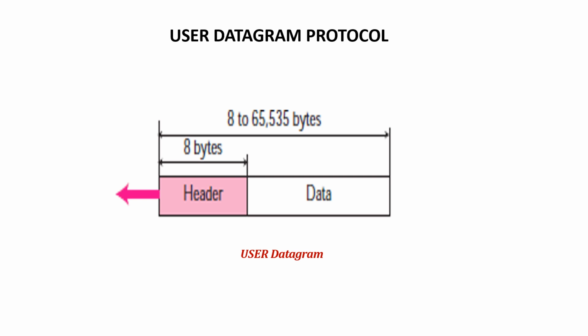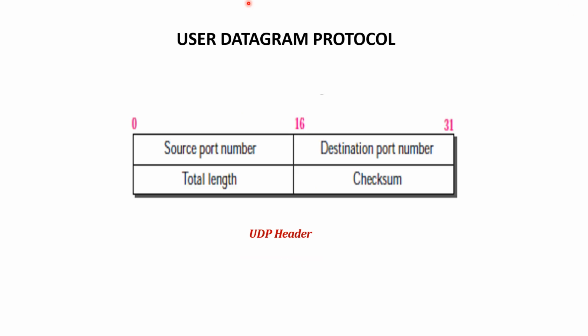Some of the key points are: it has a shorter header with the source, destination, and size, and then the actual data. It does not ensure the data will arrive or be correct, but it is very fast. It is perfect for things like video streaming, online gaming, and live chats, where speed is more important than reliability.